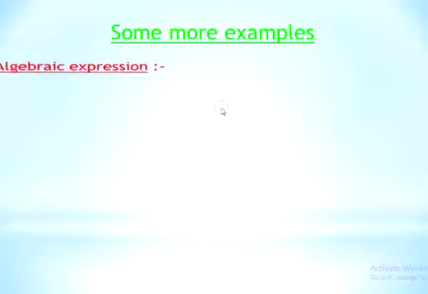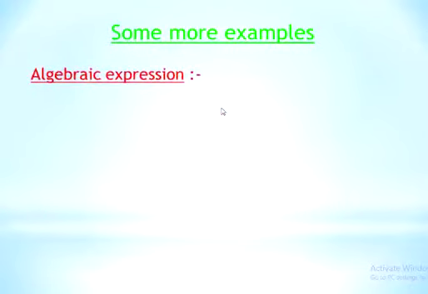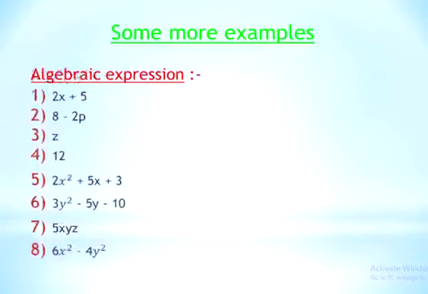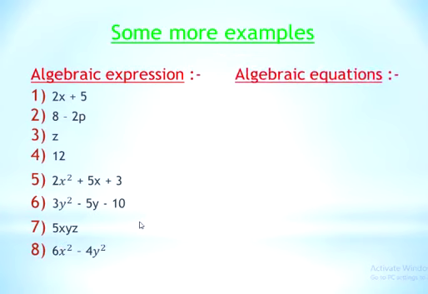Let us see some more examples. Algebraic expressions: 2x plus 5, 8 minus 2p, z. Only z is also an expression, and only 12 is also an algebraic expression. Now 2x square plus 5x plus 3, 3y square minus 5y minus 10, 5xyz, 6x square minus 4y square. These are all examples of algebraic expressions.